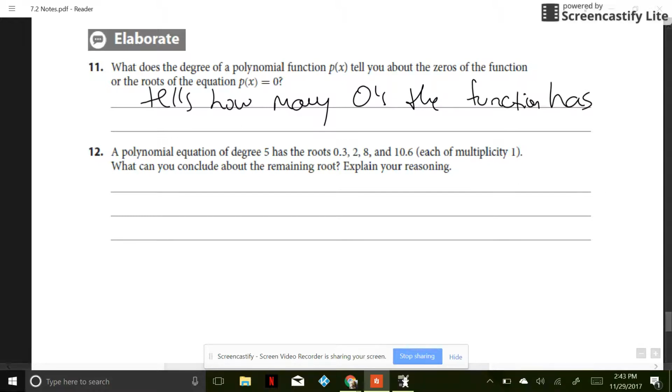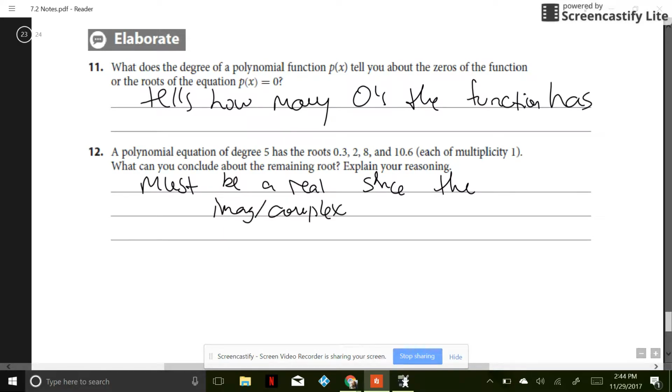A polynomial equation of degree 5 has the roots 0.3, 2, 8, and 10.6, each of a multiplicity of 1. What can you conclude about the remaining root? So we know it's got 5 total roots. We know 4 of them. What do we know? Well, it has to be real, since our complex and our imaginary solutions all come in pairs. So it must be a real solution.